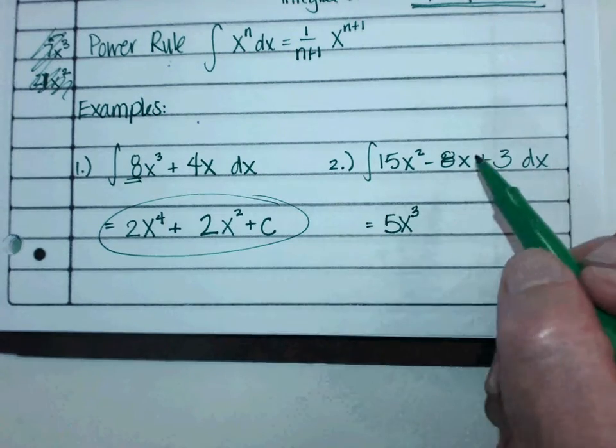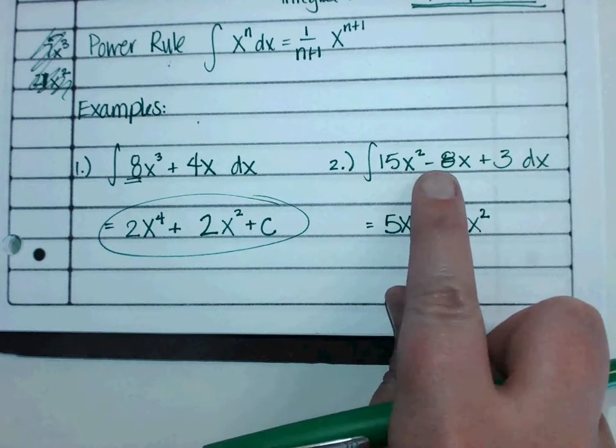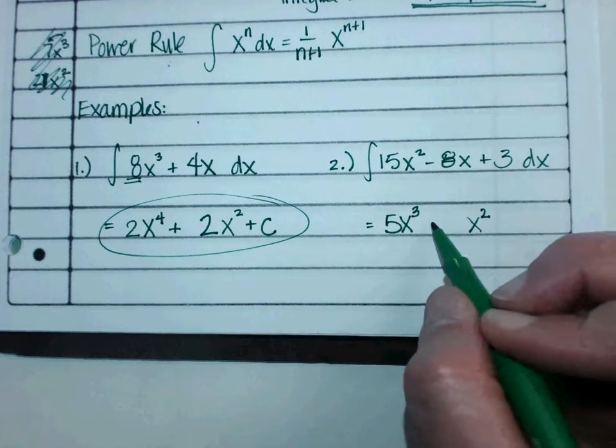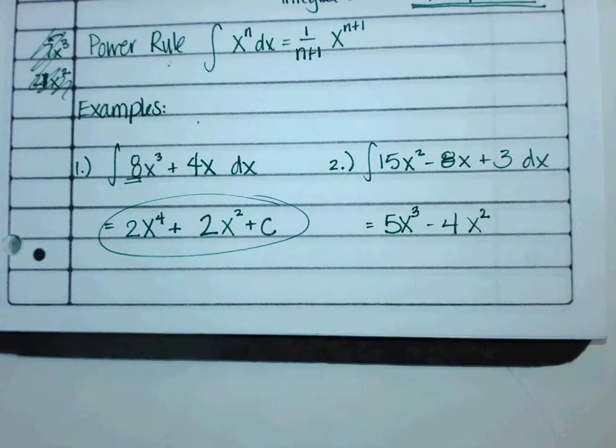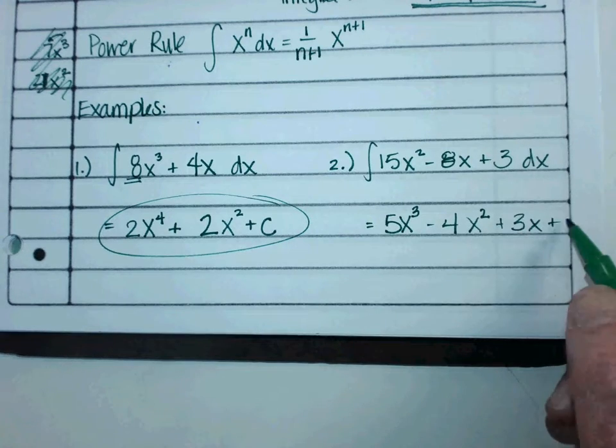Okay, next term, I have an 8x. I'm going to increase the power to be an x squared. Then I have to divide by 2 on the minus 8. What is it now? Minus 4. Now, 3 doesn't have an x. You might say he has 0 x's. So if I increase that by 1, what does he get? Just an x. So it'd be a 3x plus c.